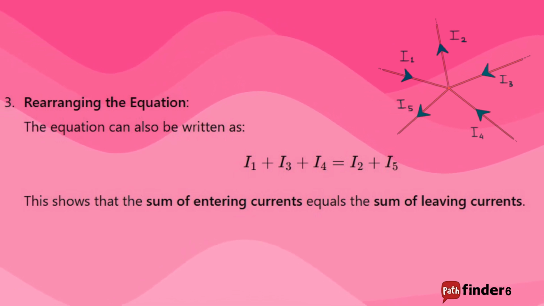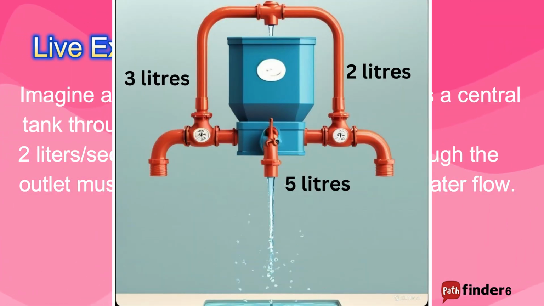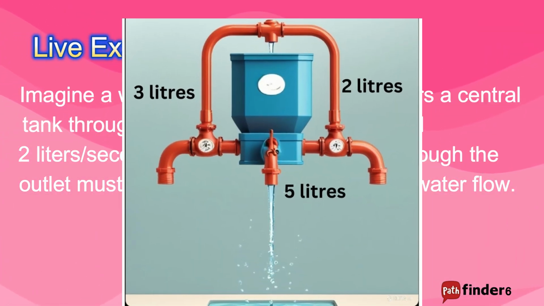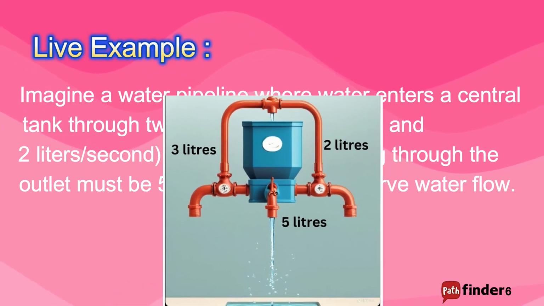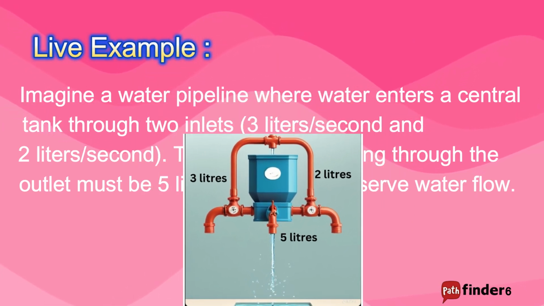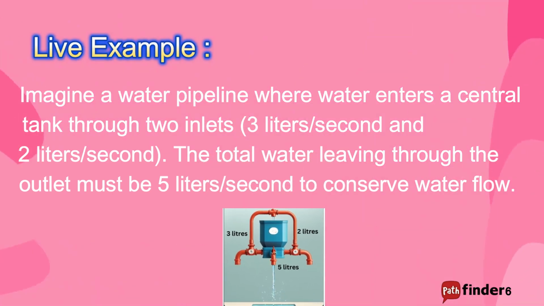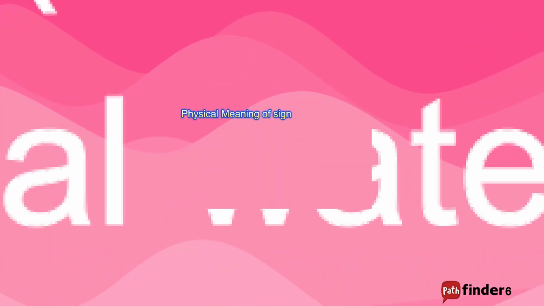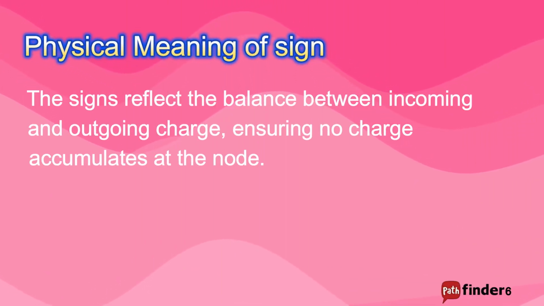Live example. Imagine a water pipeline where water enters a central tank through 2 inlets, 3 liters per second and 2 liters per second. The total water leaving through the outlet must be 5 liters per second to conserve water flow. Physical meaning of sign: the signs reflect the balance between incoming and outgoing charge, ensuring no charge accumulates at the node.